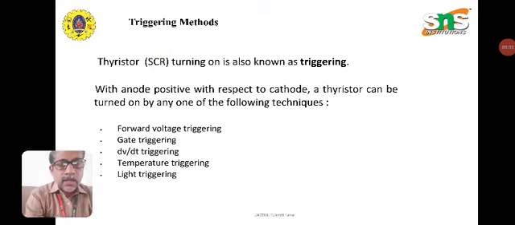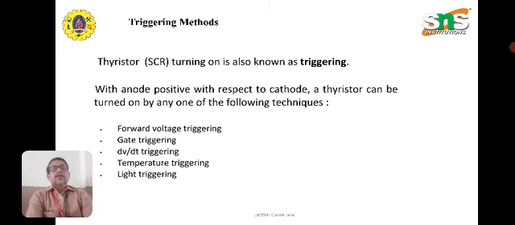In this series, again, let me discuss SCR: how to turn on the SCR, meaning the triggering methods, and how to turn off the SCR, meaning commutation. The triggering methods by which the thyristor can be turned on are known as triggering or firing.